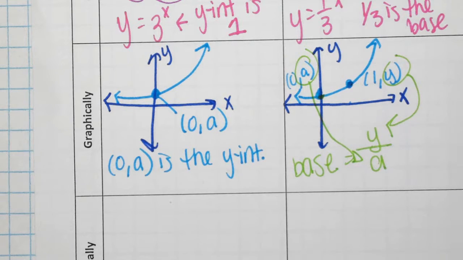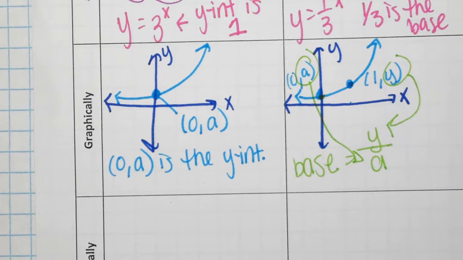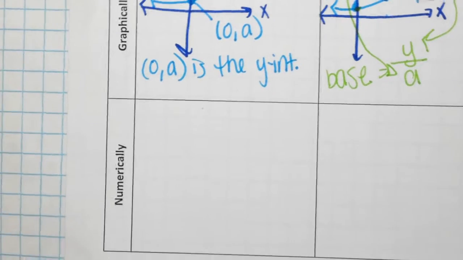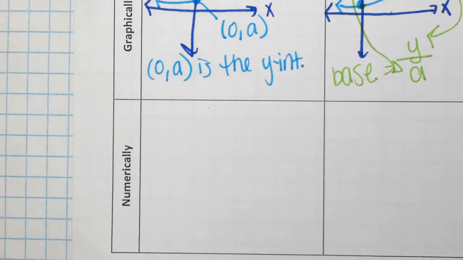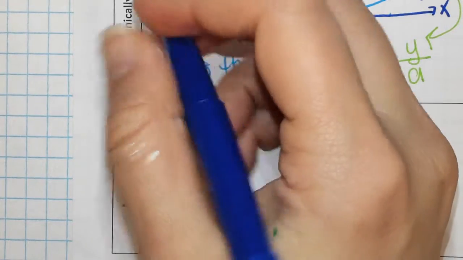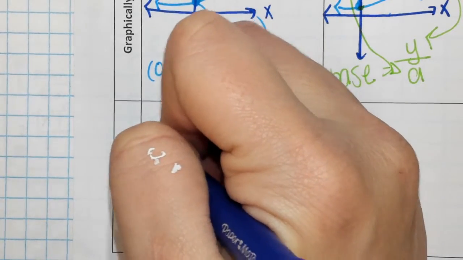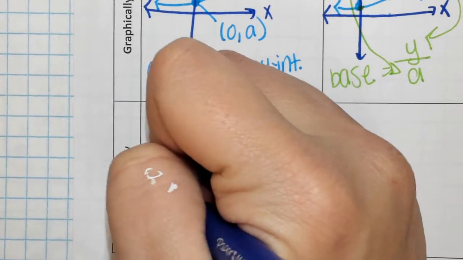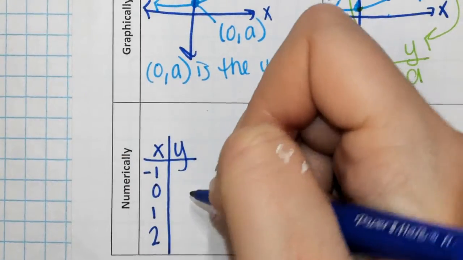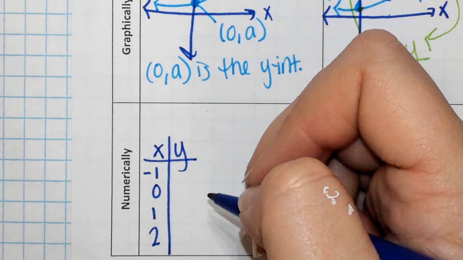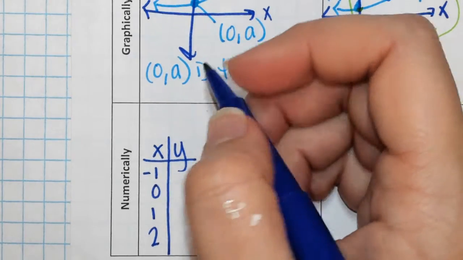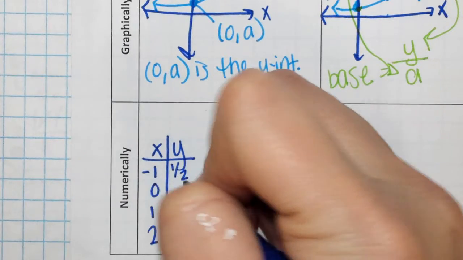Okay, now numerically is a t-table. How would you find your y-intercept on a t-table? We wrote it at the top, but let's see who knows. So, y, x. What? When x equals 0. Look at you go. When x equals 0, that's your y-intercept.